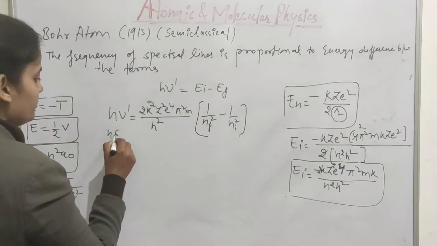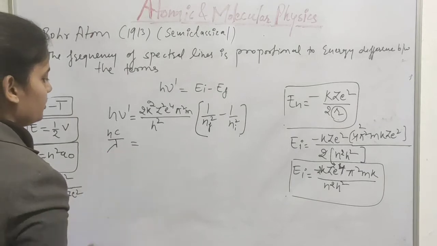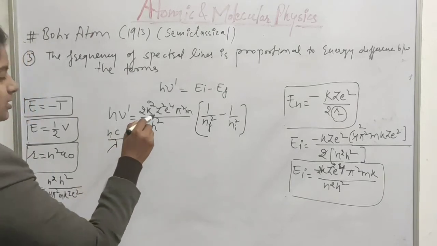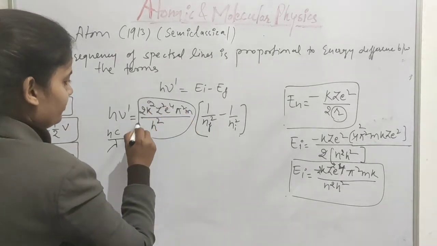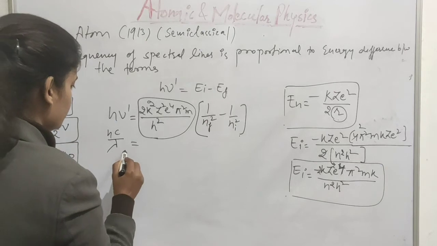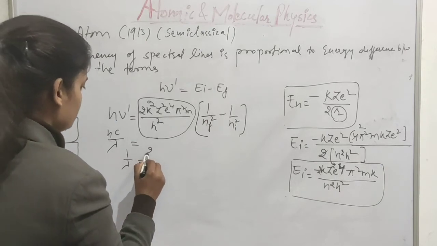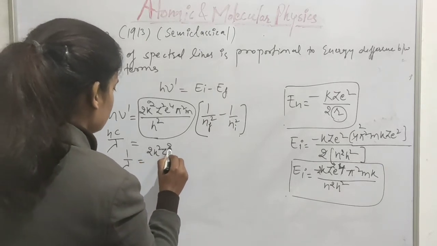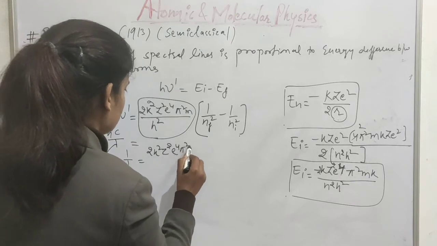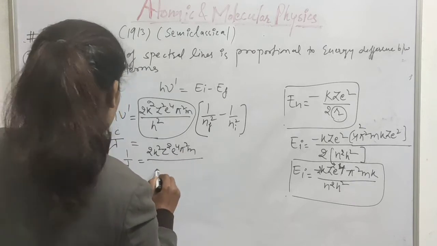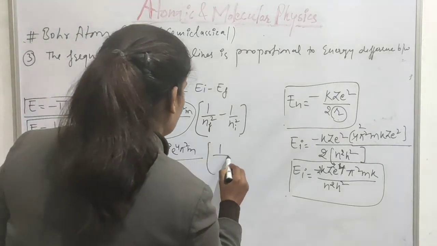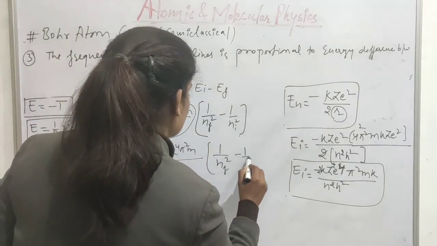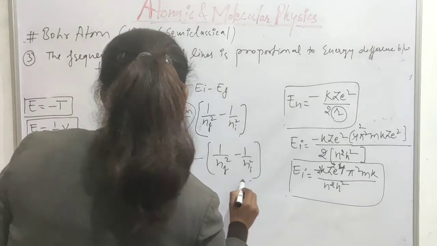So we can write frequency is hc by lambda. This was a constant, so we can write 1 by lambda is equal to 2 k square z square e raised to the power 4 pi square m over h cube c, into 1 by nf square minus 1 by ni square.